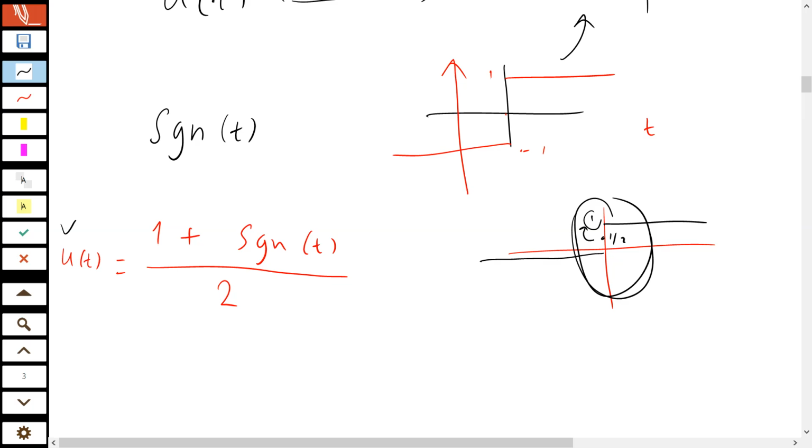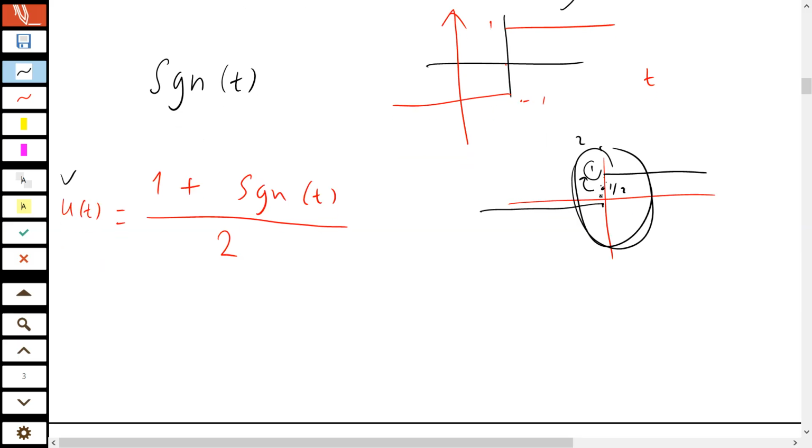In transform calculations, these individual points don't matter. Whether I take 0 or half or 1 doesn't matter. Even if I take 2, it doesn't matter. The area is 0 there. So we'll still go with this one.